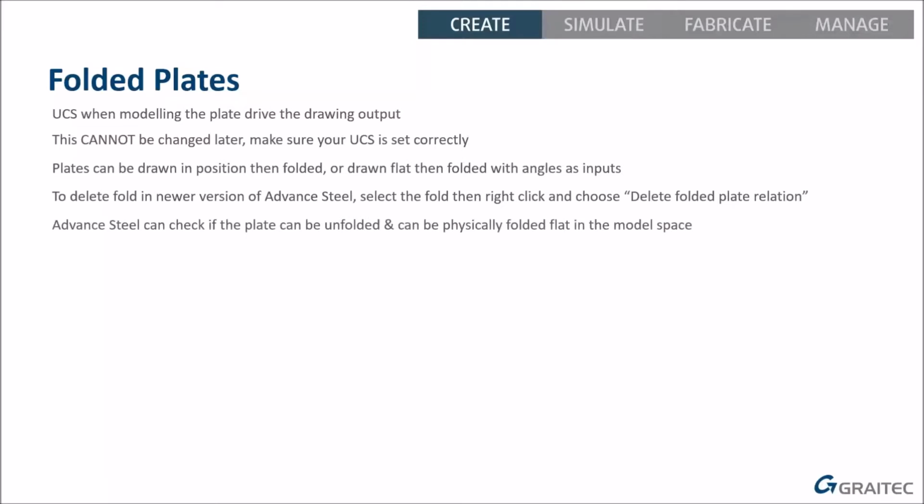And within your Advanced Steel model space, you can check to see if the plate can be unfolded, and the system will actually physically fold it flat. Now, when it's checking the unfolding, which I'm going to talk about in a minute, it won't tell you whether it's going to work for your tooling, but it's more going to be looking for modeling issues. So we'll go into a little video on this. It's about 10 minutes, and then we'll look at folded beams.